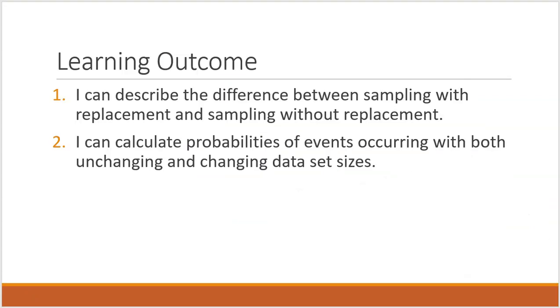So in summary, what we learned today was how to describe the difference between sampling with replacement and sampling without replacement. And then we learned how to calculate probabilities of events occurring with both unchanging and changing dataset sizes.